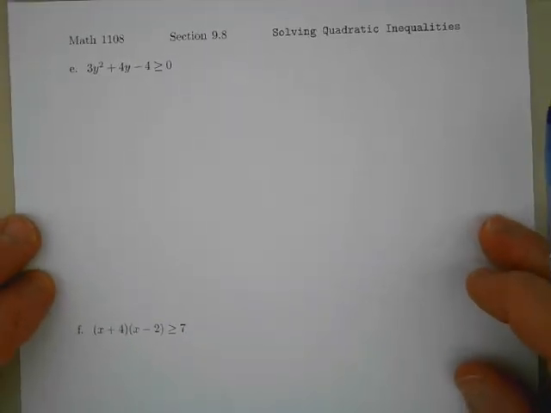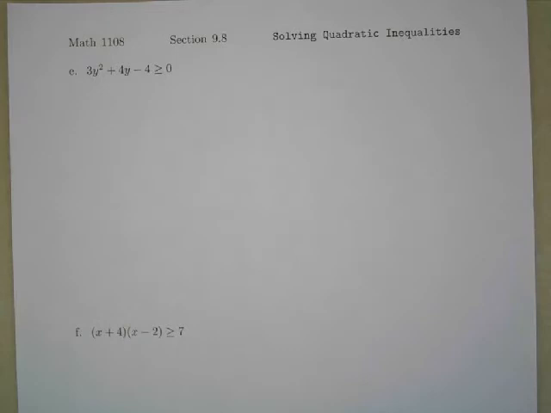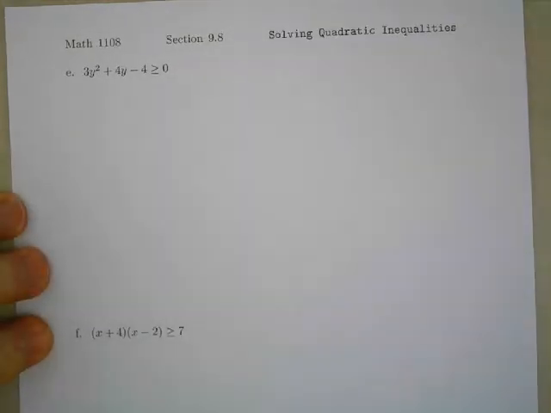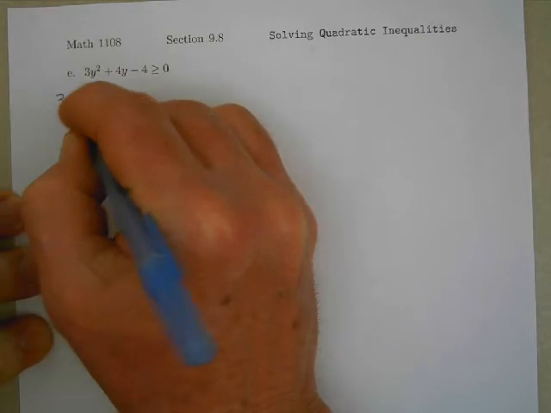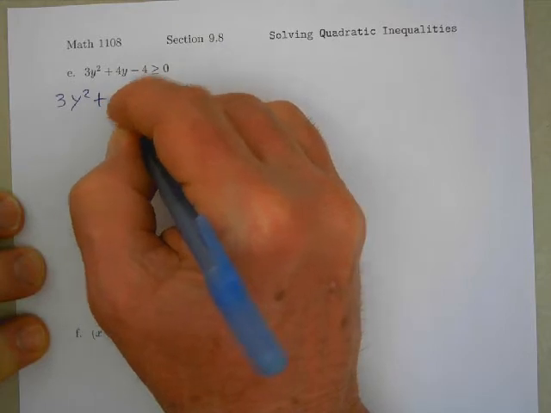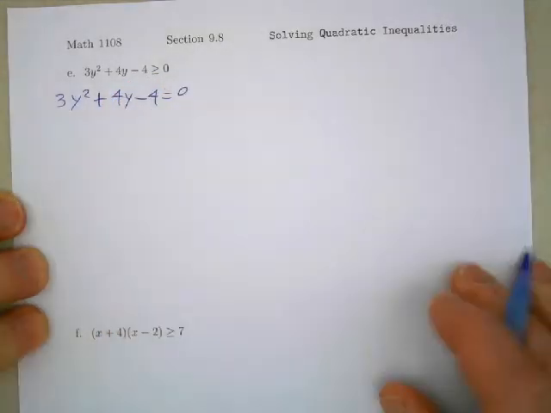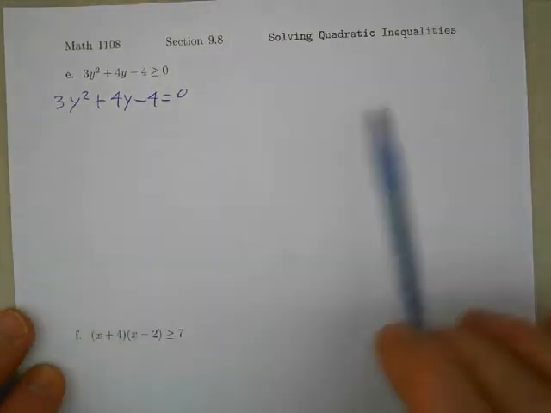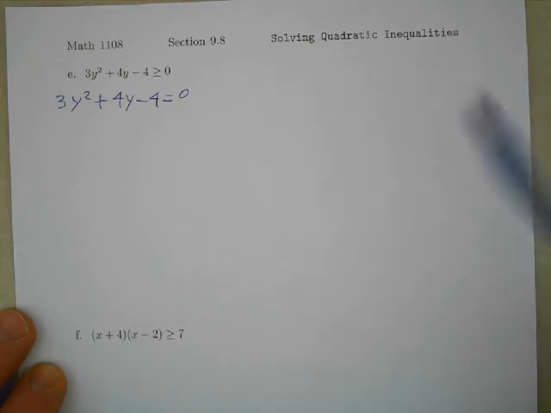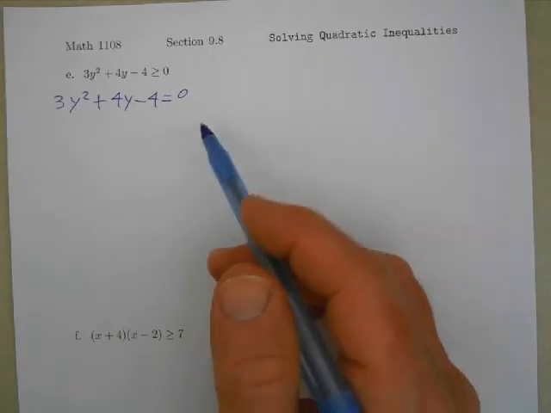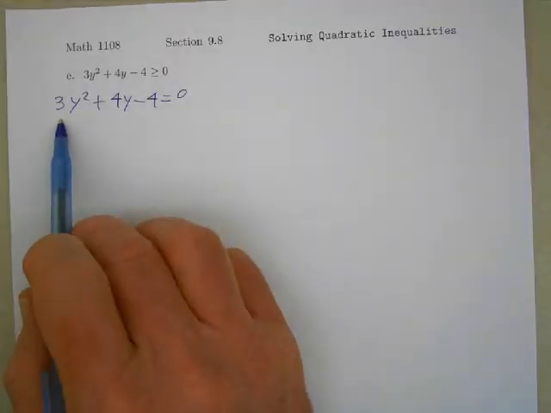Okay, so this inequality, 3y to the second plus 4y minus 4 is greater than or equal to 0. One side is 0 already, so we can look for the endpoints by solving the equation we get when we replace the inequality with equals. So solve the equation, 3y to the second plus 4y minus 4 equals 0. The solutions are the endpoints of the intervals, and they divide the number line into separate intervals if they are real numbers. So we'll use the quadratic formula.